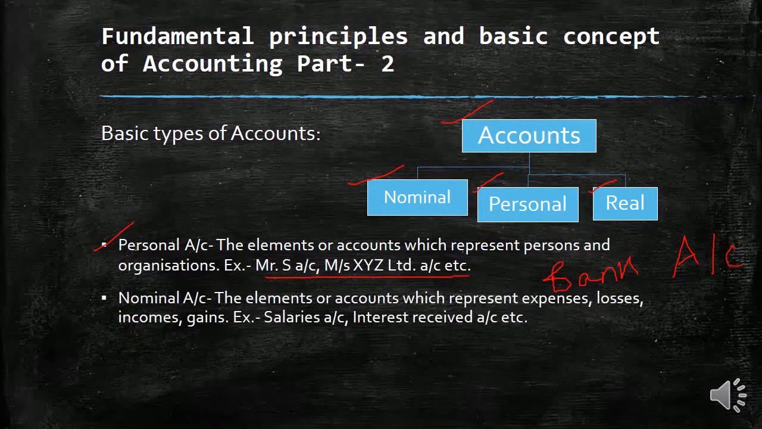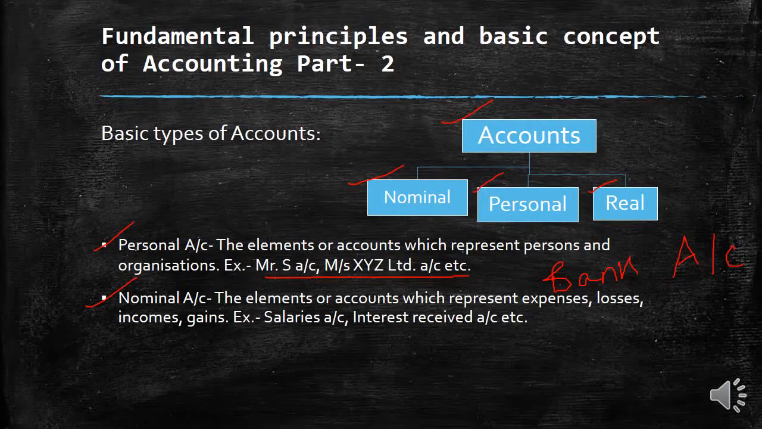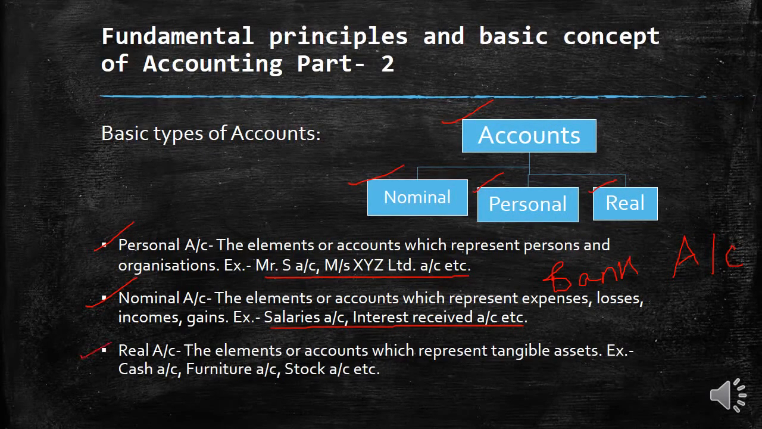The second one is nominal account. What is the nominal account? The elements or accounts which represent expenses, losses, incomes, gains, etc. So it is the account in which you keep record of all your expenses, losses, incomes, gains, profits, etc. Right, so the examples are salary account, interest received account. Okay, the third one is real account. What is the real account? The elements or accounts which represent tangible assets. That means the assets which exist physically. We already discussed about that. So the examples are cash account, furniture account, stock account, etc.